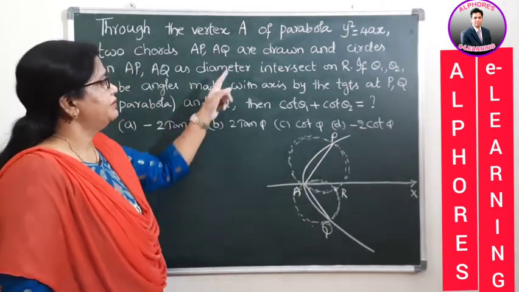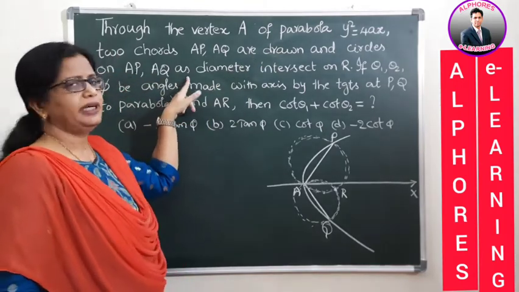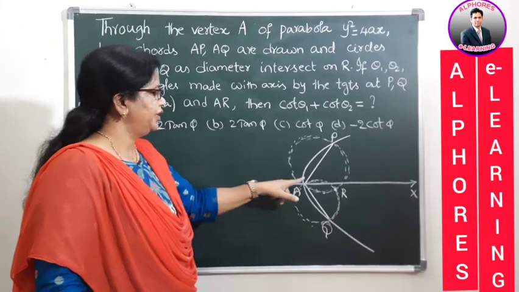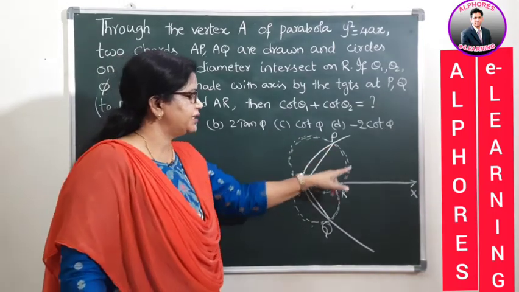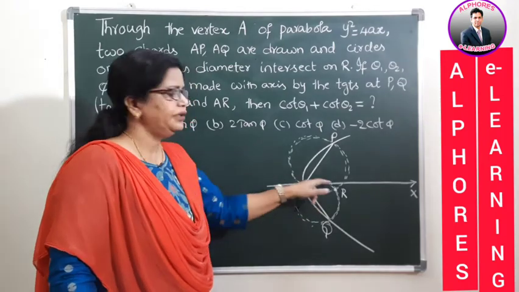And next it is given, and circles are drawn with AP and AQ as diameters. Okay, so AP is the diameter, this is one circle they have taken, and with AQ as diameter, this is the other circle they have taken.